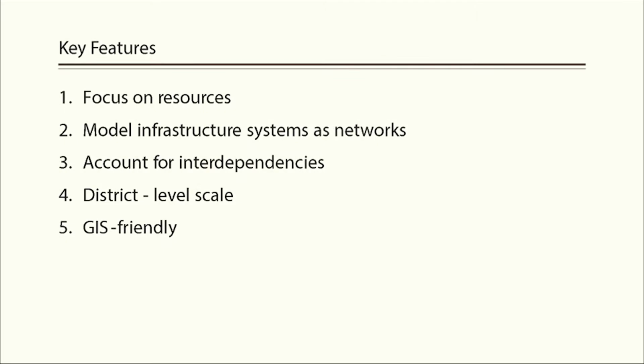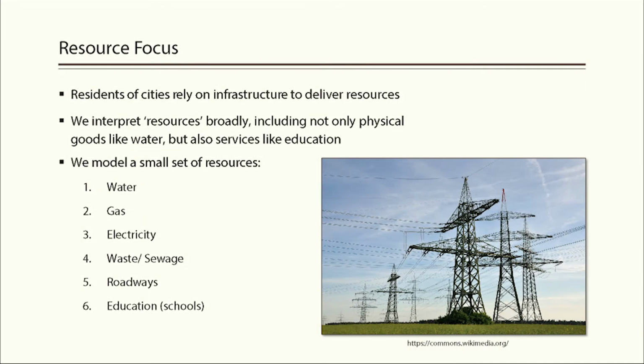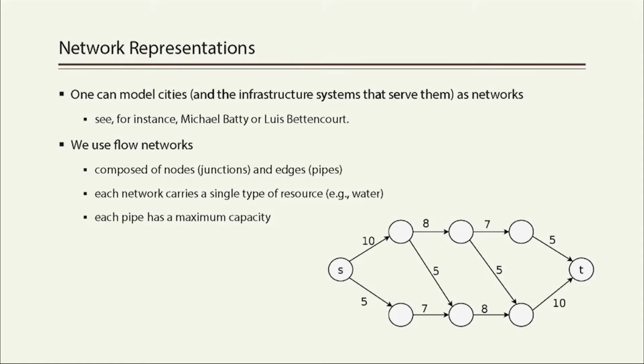Our first step was to commit to a set of design decisions. First, we focus on resources as well as some key services like education. As a result, we're mostly concerned with capacity constraints. Second, we model each infrastructure system as a network, in particular a flow network.